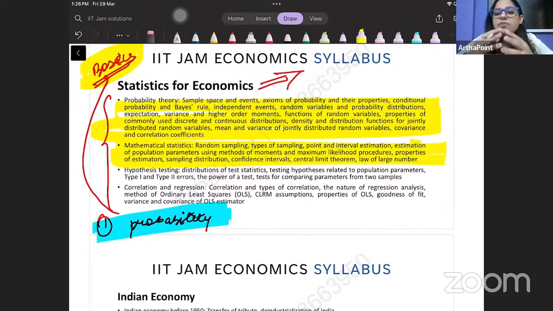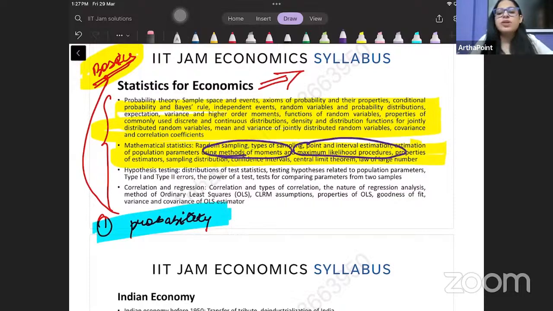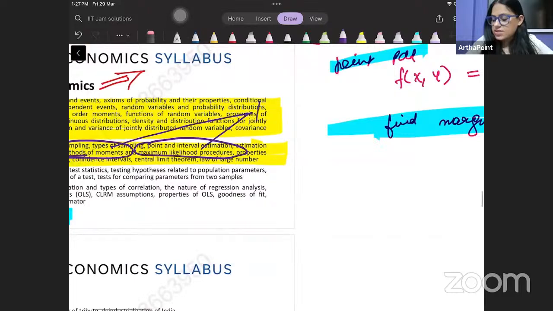our random variable properties, sampling and interval estimation. How do you find confidence intervals? What is the central limit theorem? What is the law of large numbers? And one sure short question that comes in the exam: what is the maximum likelihood procedure and method of moments? A fixed question that will be asked in the exam from this part. A definite question will be there, right?